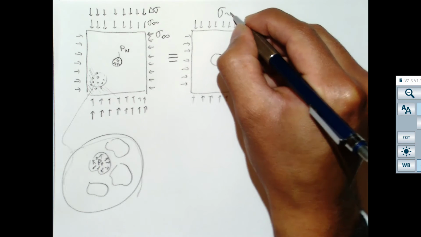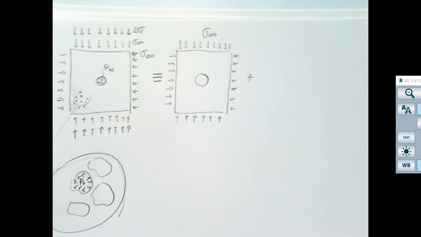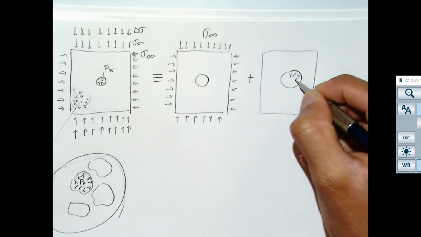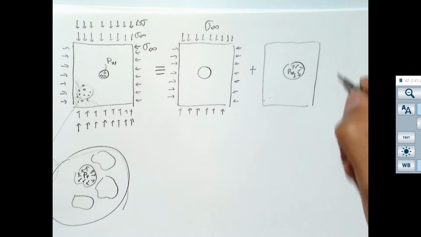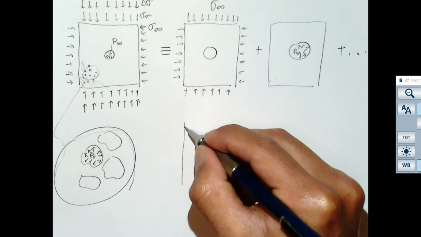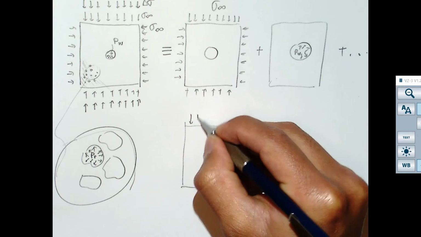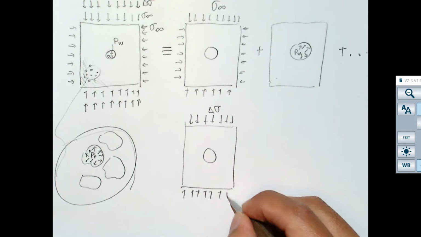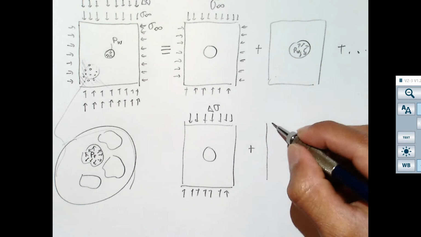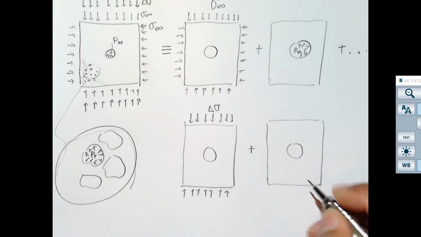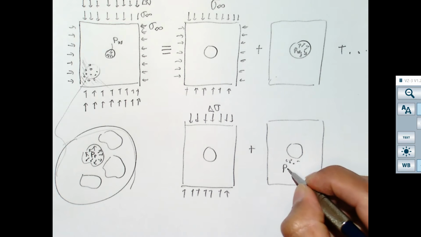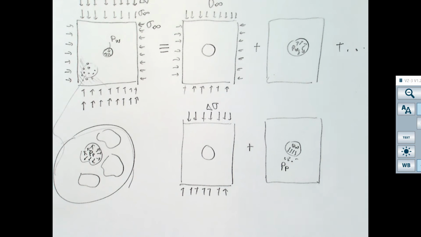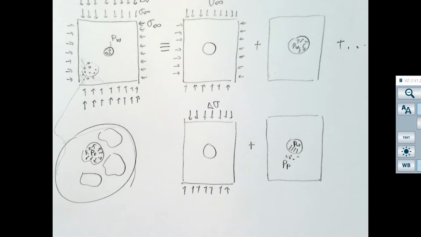So this is going to be sigma infinity, plus we're going to see later what is the effect of having an internal pressure PW, plus what is the effect of having a stress just in one direction, and later what is the effect of having a combined pore pressure inside the rock and a mud pressure inside the wellbore. So we're going to see all of those separately.